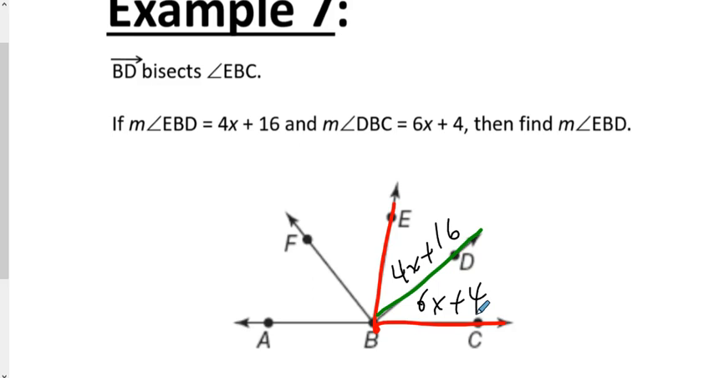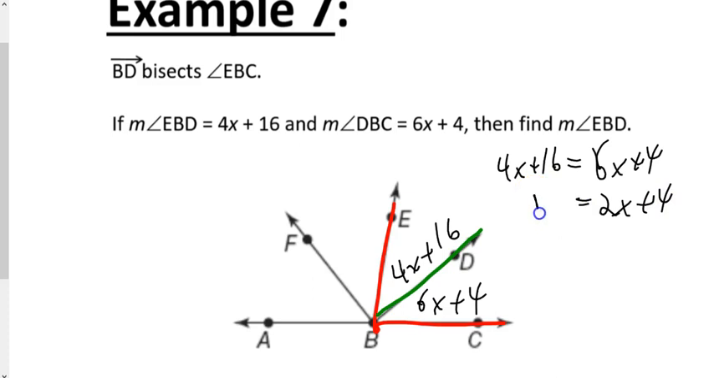Well, that's simple enough. I just set them equal to each other because BD is a bisector. So 4x plus 16 equals 6x plus 4. I'm going to subtract 4x again. Again, I'm getting 2x equals 16. I'm going to subtract 4 to get 12. And when I divide by 2, x equals 6.